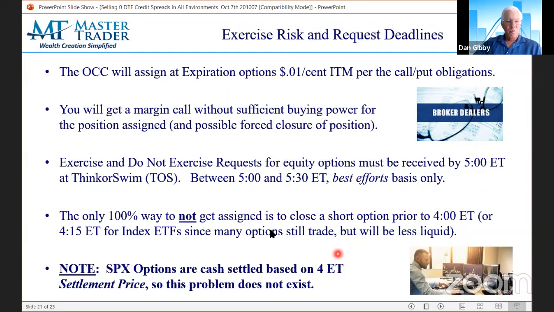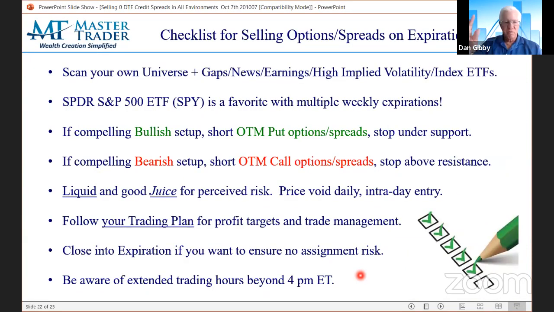So the reason we like to close these out is for post-market risk. Right here, this fourth bullet: the only 100% way not to get assigned is to close it out, because the option holder, if there's a big market move, can pick up the telephone, call the broker and say, assign that. And this is a big plus, this last note for SPX options. They are cash settled, and they're based on the 4 p.m. Eastern settlement price. So you don't have that residual risk of the spiders moving around.